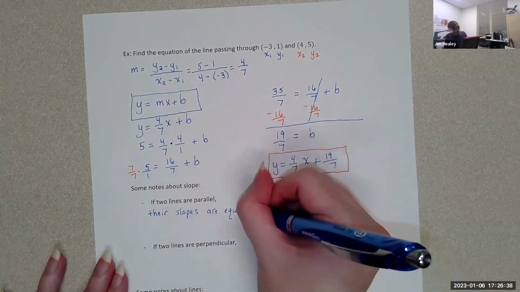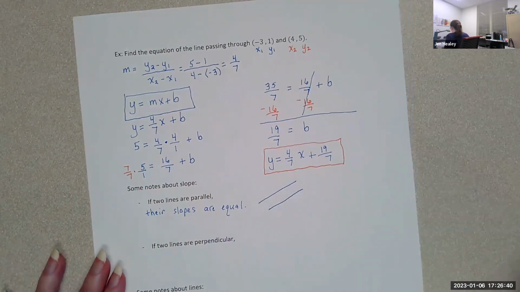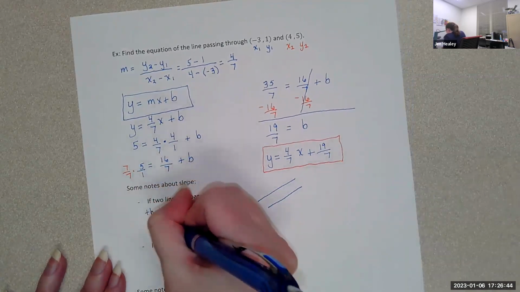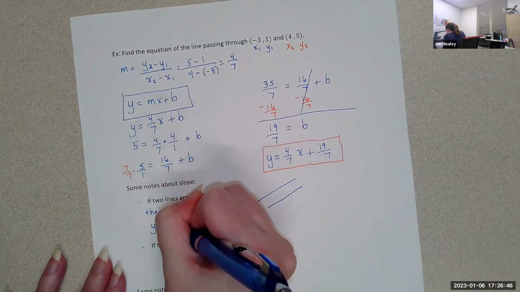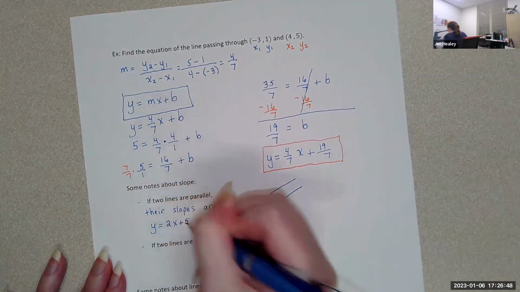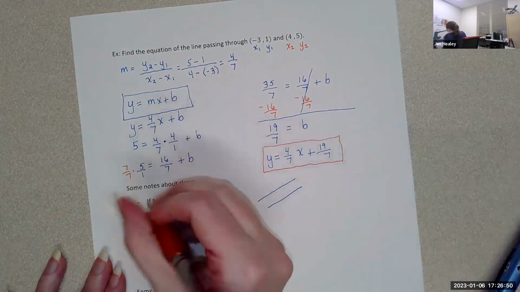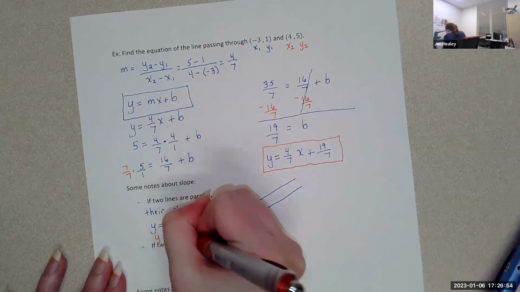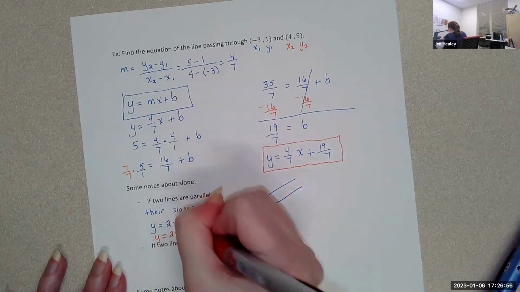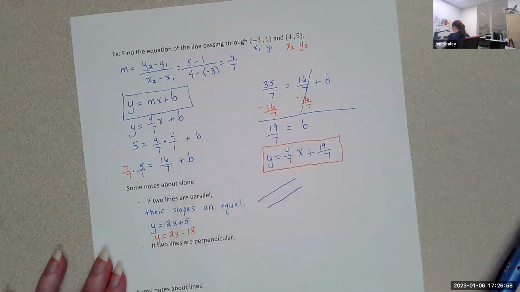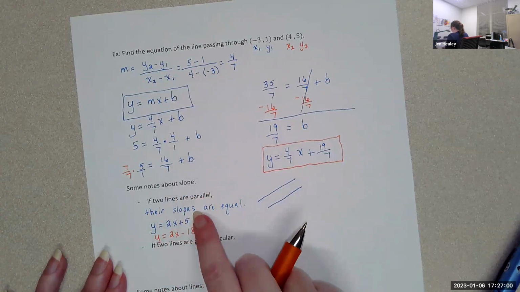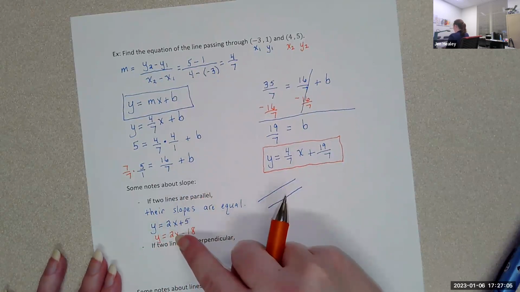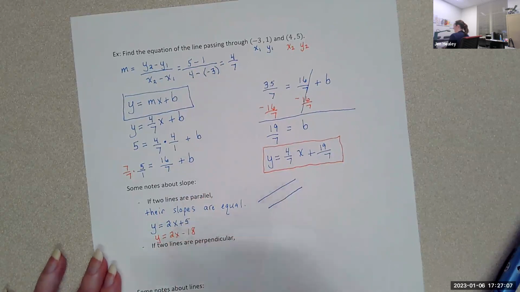And so an example of parallel lines then would be y is equal to 2x plus 5 and y is equal to 2x minus 18. These are examples of parallel lines because the slope for this one is 2 and the slope for this one is also 2. In order for lines to be parallel, they have to have exactly the same slope.